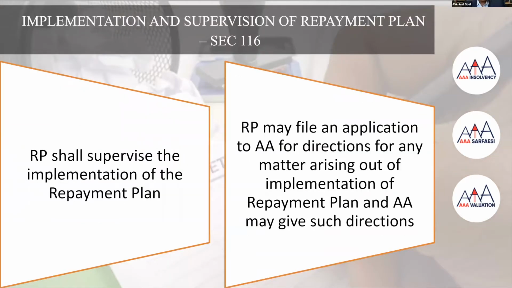So now we have seen the repayment plan is approved. Repayment plan is binding on the creditors whose name is mentioned in the repayment plan. That means their claim has been filed. They are part of the process. Now let us understand the implementation and supervision of repayment plan dealt by section 116. RP shall supervise the implementation of the repayment plan. RP may file an application to AA for directions for any matter arising out of implementation of repayment plan, and AA may give such directions.